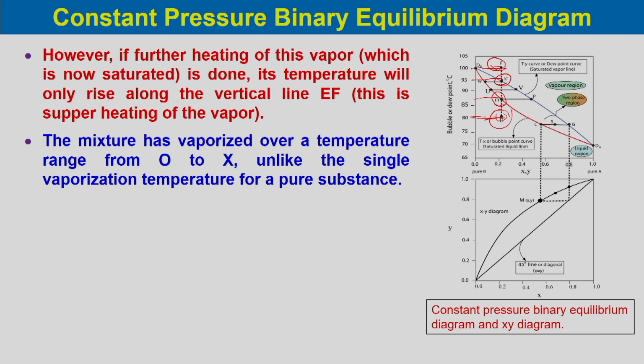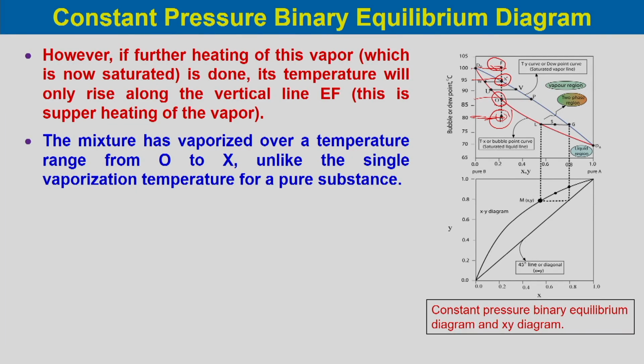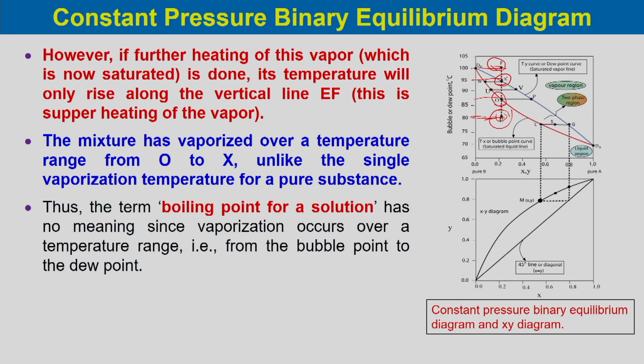For a single liquid there is a single temperature for vaporization, but in this case you can see a range of temperature. Thus, the term boiling point for a solution has no meaning, since vaporization occurs over a temperature range, that is from the bubble point to the dew point. So for a mixture, vaporization from the liquid phase to the vapor phase occurs over a range of temperature. So for these solutions we do not have any meaning to call it a boiling point for a solution or for a mixture.